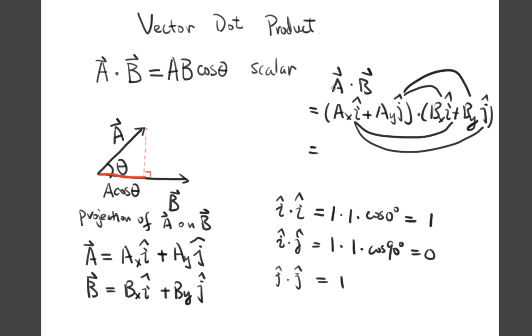Okay, so now we can look back at this expression. We can just keep the diagonal terms, AX times BX, AY times BY, and all the cross terms disappear. So the result is given by AX times BX plus AY times BY.